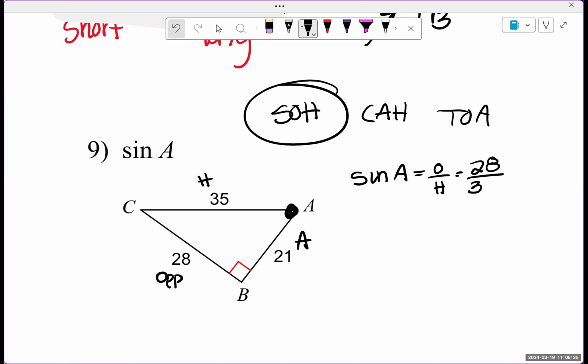28 over 35. I cannot think of a greatest common factor of 28 and 35. So I'm going to use the calculator. 28, ABC, 35, hit the equal sign, the TI 35 will reduce your fractions for you. And we're going to get 4 over 5, right? Or divide by 7. So when you come in to take your test, if you want me to show you how to use the fraction button, then I will show you.